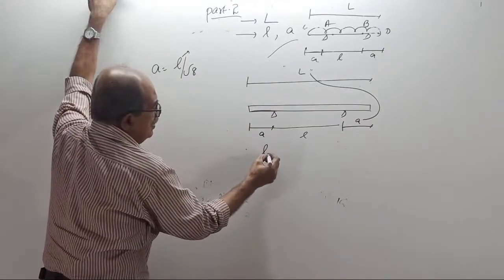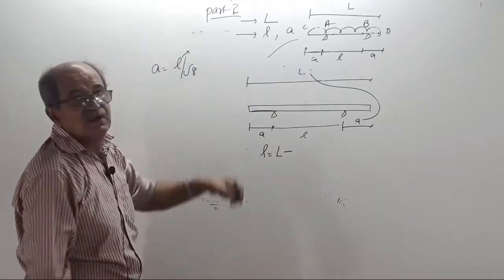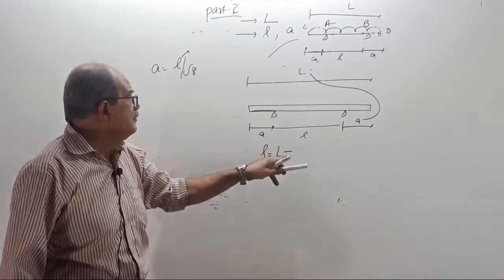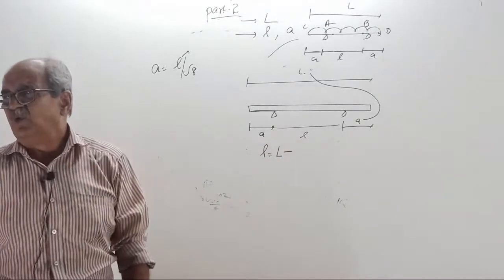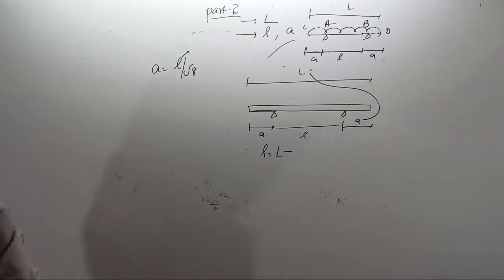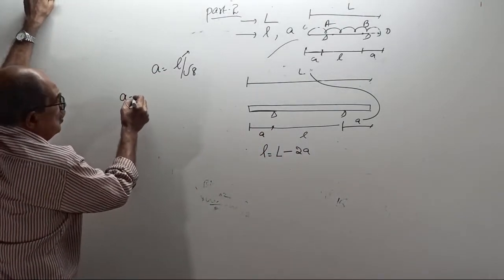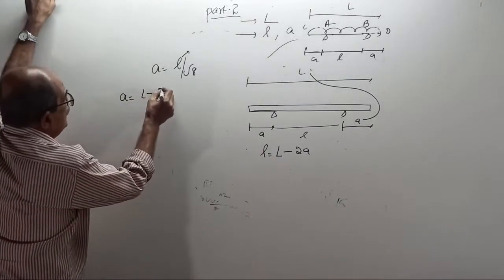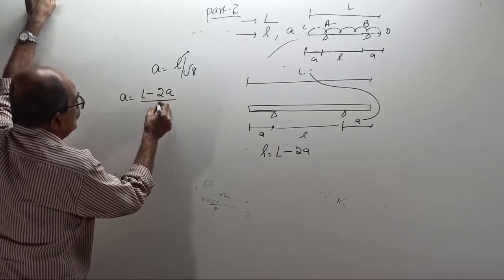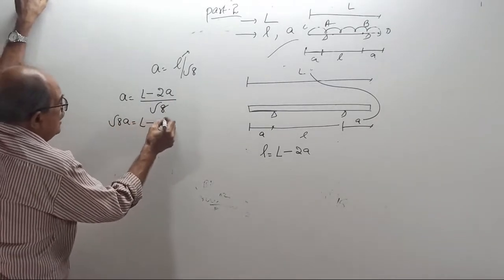Tell me, what is L equal to? Small L equal to capital L minus how much? This I should not tell first of all, it is a waste of time explaining. Your small L equal to capital L minus how much? Tell me. I am a little weak in mathematics. Okay, minus 2A. Or you can say A equal to (L minus 2A) divided by root 8. Or root 8 A should be equal to L minus 2A.